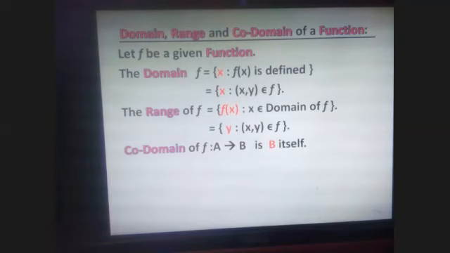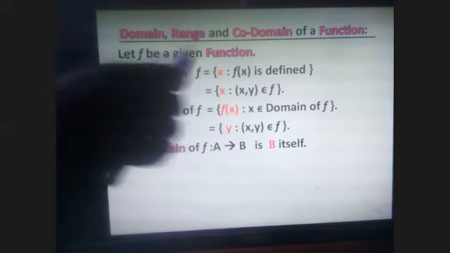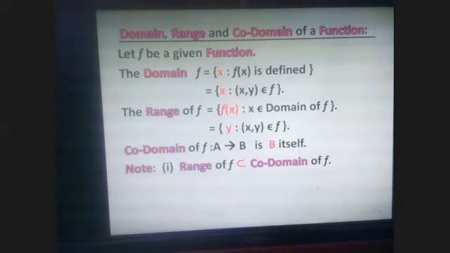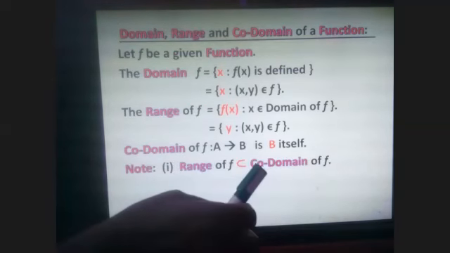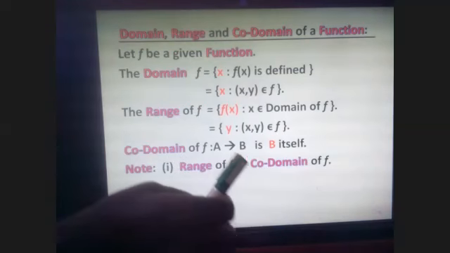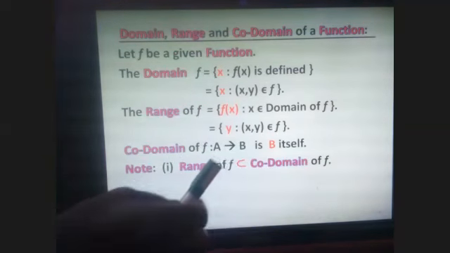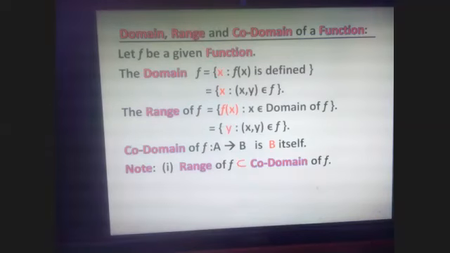If f is from A to B, then the codomain is B itself, nothing more. And one thing to note is that I just said that f is a function. But we know that the range of f is a subset of the codomain, because f is from A to B, so the range will be a subset of B, that is, the range is a subset of the codomain.